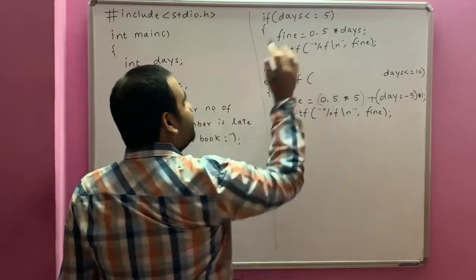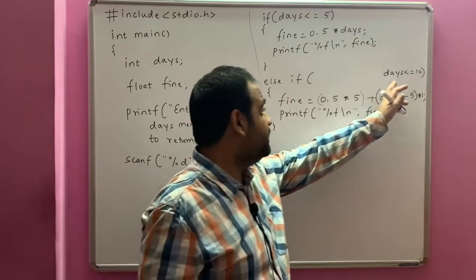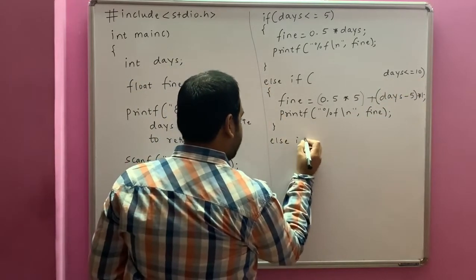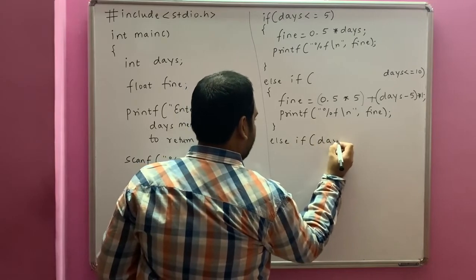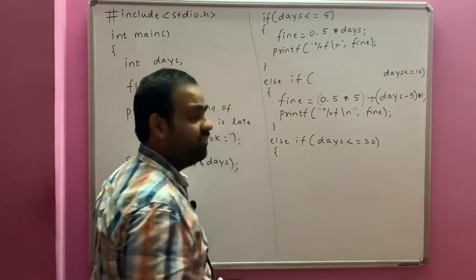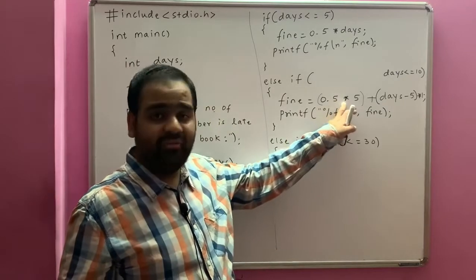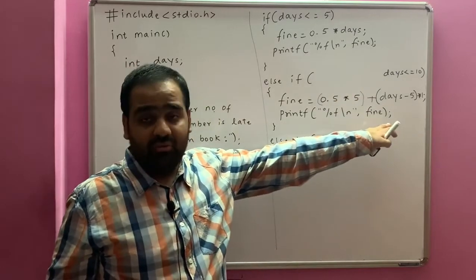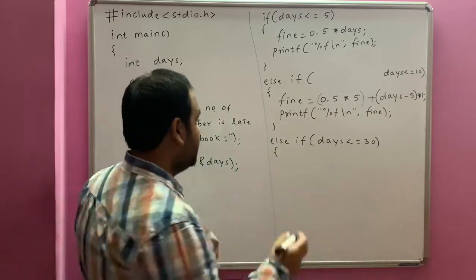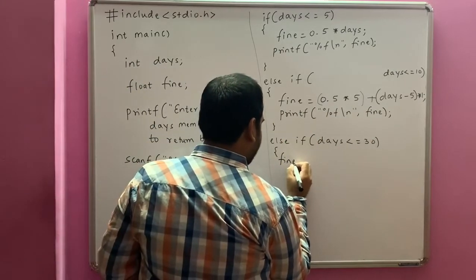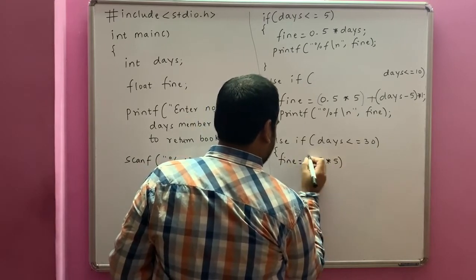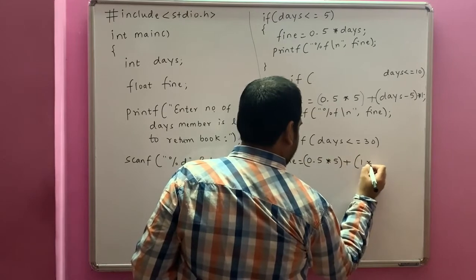Now 13 less than or equal to 5, no, go to second condition. 13 less than or equal to 10, no, go to next condition. Now it is between 11 and 30. Therefore I say days less than or equal to 30. What is the fine? For the first 5 days 2.5 rupees, for the next 5 days 1 rupee, and the remaining days are days minus 10. Therefore, we say here fine is equal to for the first 5 days 0.5 into 5, for the next 5 days 1 into 5.